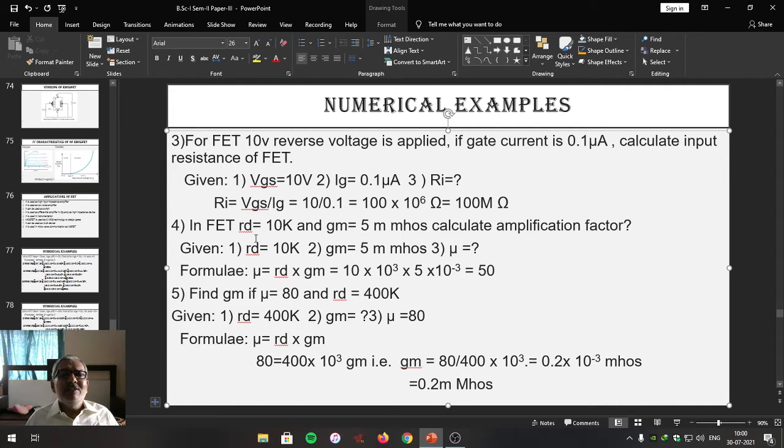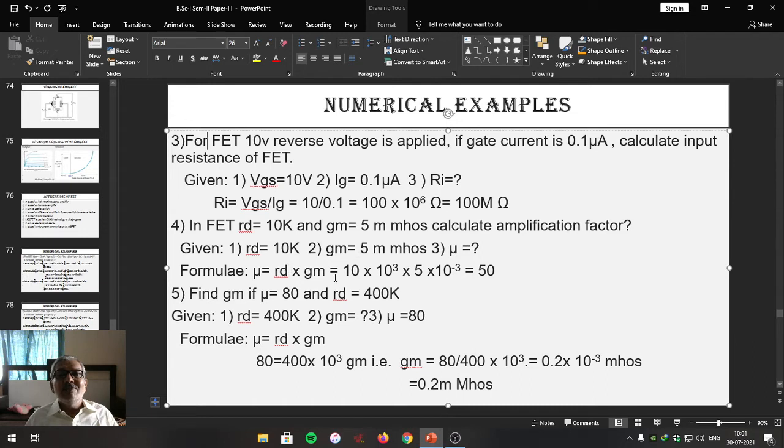Next example is in FET. RD is equal to 10K, means drain resistance is given as 10K. GM is given as 5 millimhos. Calculate the amplification factor. Given quantity RD it is given 10K, GM is given 5 millimhos. Amplification factor means mu is to be calculated. The formula to be used is mu equals GM into RD.